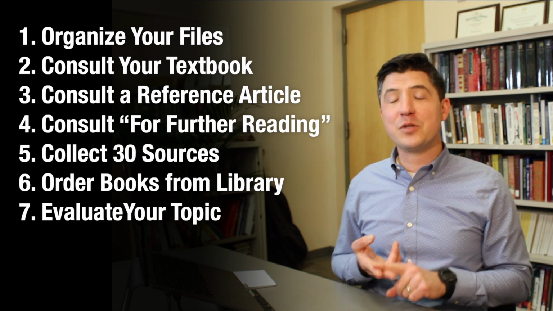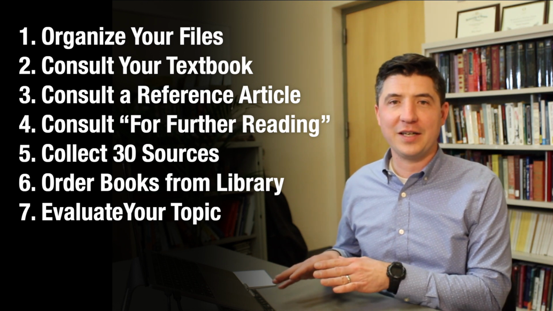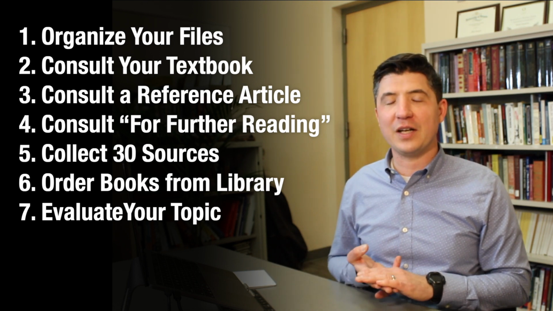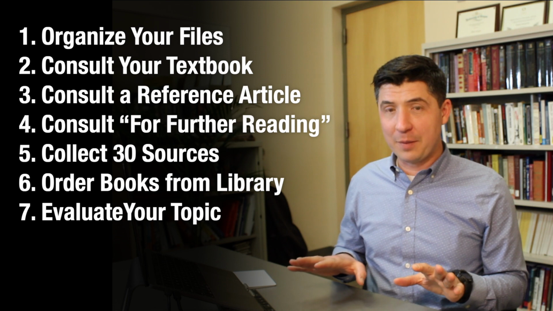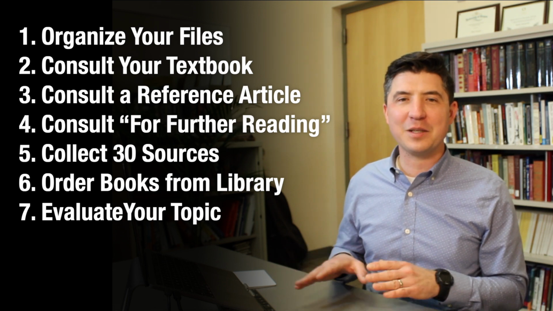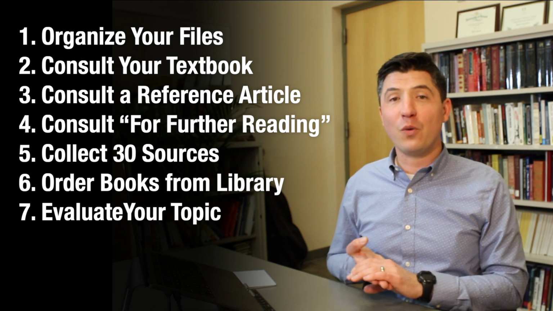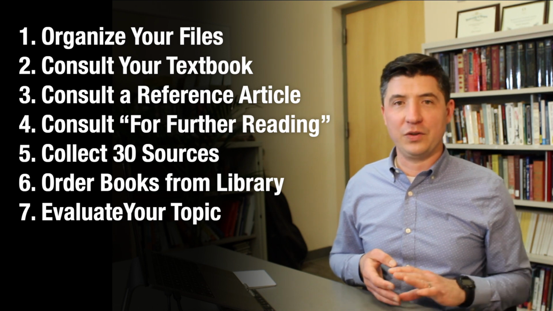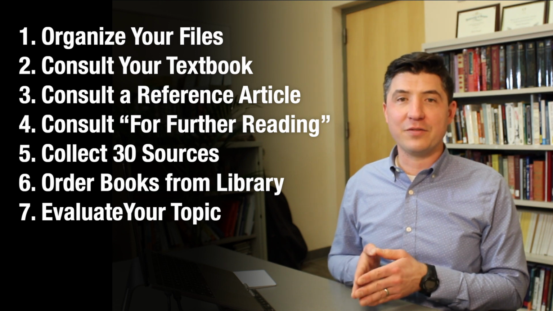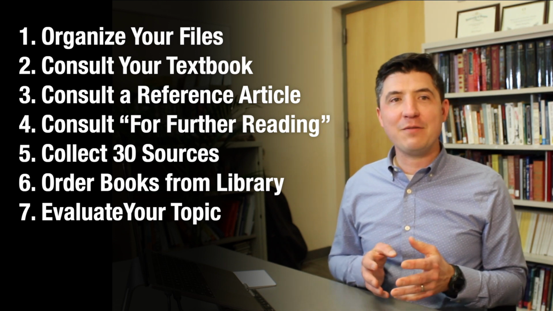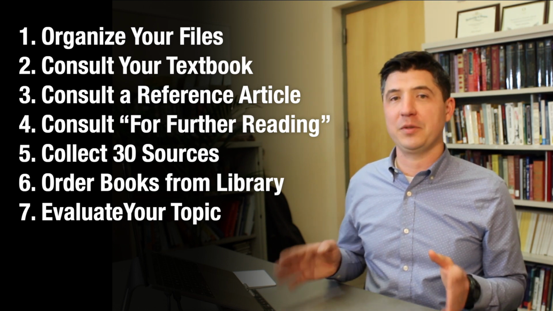Step 2 is to read about your topic in your course textbook and find where it's going to be discussed in your syllabus. Step 3 is to consult an authoritative reference article on your topic and get an overview of your topic and the subheadings, but then also collect some of those bibliographic resources that have been put there by the scholars on your topic. Step 4 is to go to the bibliography in your textbook, or the for further reading section, and find additional bibliographic sources that are relevant to your topic. Step 5 is to collect at least 30 sources on your topic, creating a preliminary bibliography.